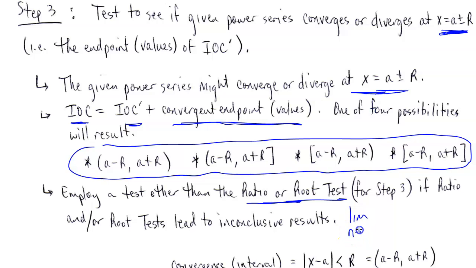Basically what that means, and I'll just quote the ratio test here: if we have a situation where the limit of the absolute value of a sub n plus 1 divided by a sub n is 1, then that means that the ratio test is going to be inconclusive, and thus we're going to have to find another way or another test to be able to show convergence or not.